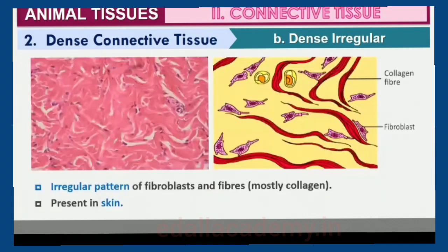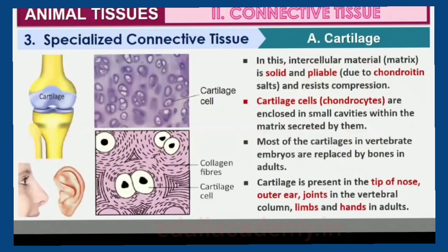Dense irregular connective tissue has fibroblasts and many fibers, mostly collagen, that are oriented differently. This tissue is present in the skin. Cartilage, bones and blood are various types of specialized connective tissues. The intercellular material of cartilage is solid and pliable and resists compression. Cells of this tissue, chondrocytes, are enclosed in small cavities within the matrix secreted by them.